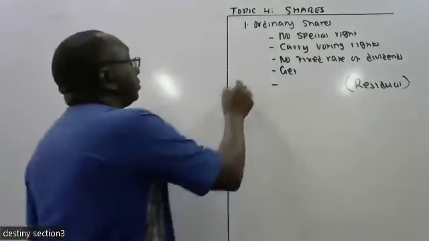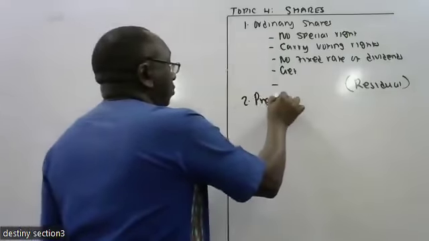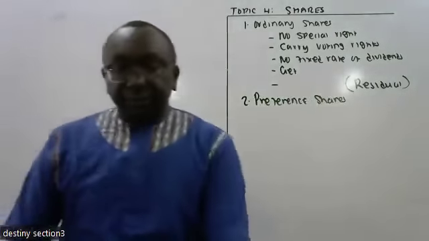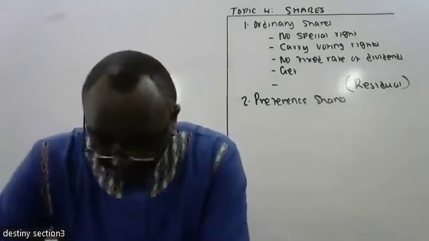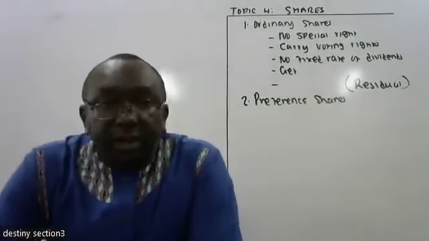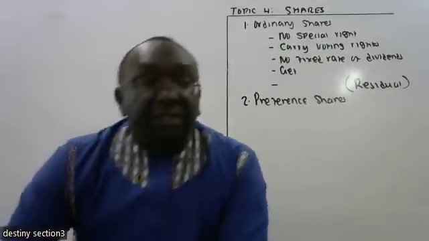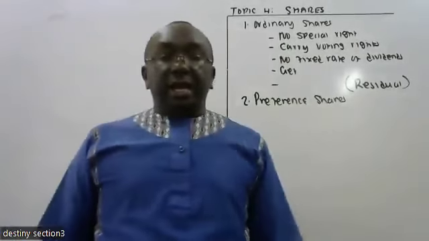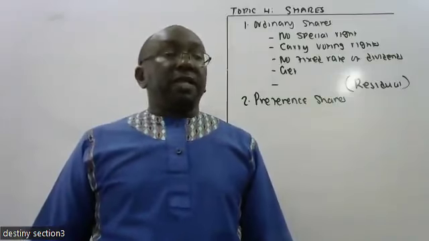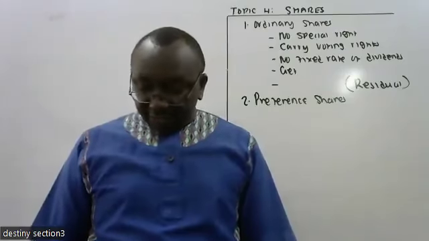Number two, preference shares. Write that they are entitled to a fixed rate of dividend based on nominal value.